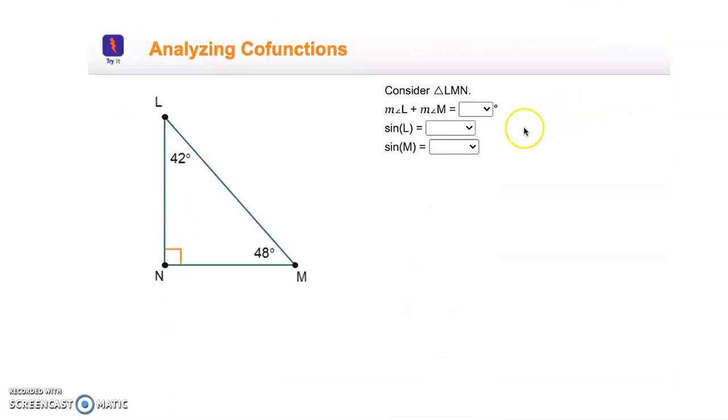So let's analyze cofunctions. Cofunctions mean that if we have two angles, 42 and 48, that add up to equal 90 degrees. So the two angles that are not the right angle, cofunctions mean the sine of one, so the sine of L, is equal to the cosine of the other angle, in this case, M. And the same thing, the cosine of L is equal to the sine of M.